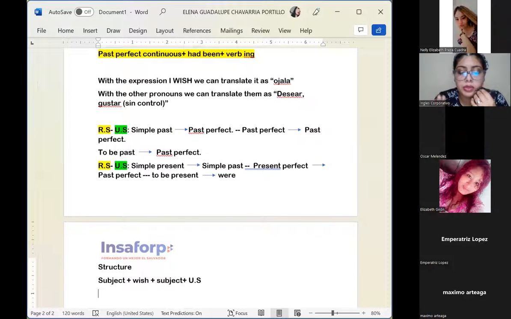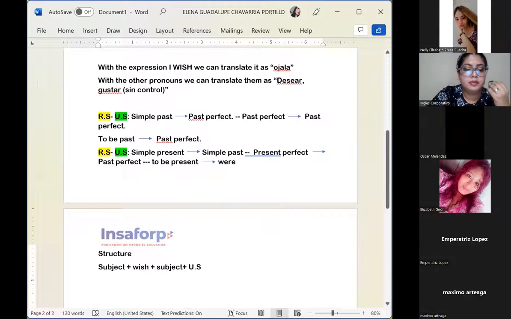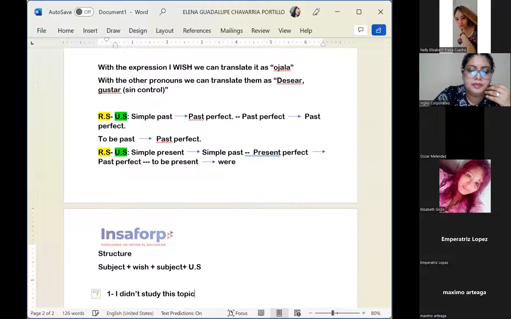So, we are going to see the first example. Number one, we have the following sentence. I didn't study this topic at school. And we can translate this sentence into, like, yo no estudié este tema en la escuela.